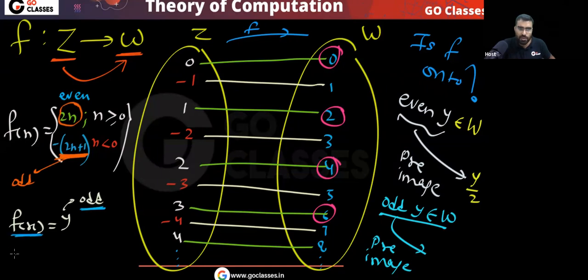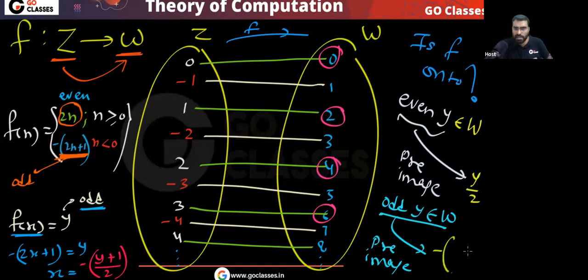So I can say f(x) equal to minus of 2x plus 1 is equal to y. From here, what will be x? So x will be minus of y plus 1 by 2. Yes or no? Is this clear? So I can say the preimage will be minus of y plus 1 by 2. This is the preimage. So can you notice every element has a preimage? So is f onto? Answer is yes. Is this clear? Please tell me.